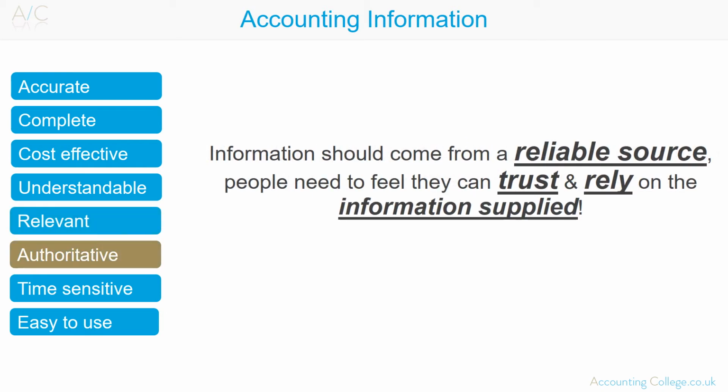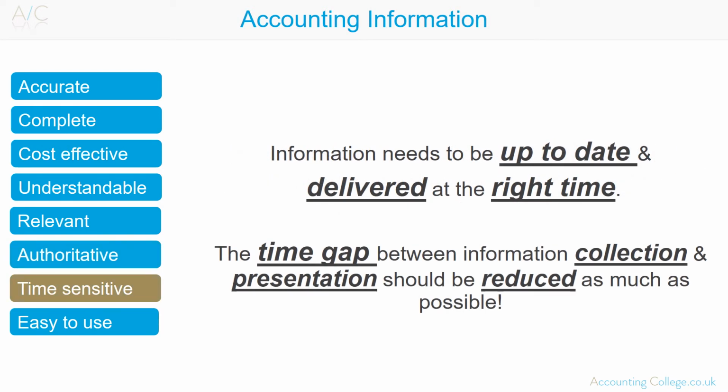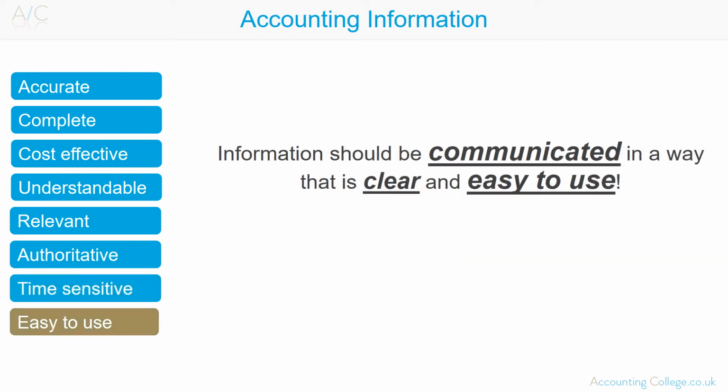Authoritative. Information should come from a reliable source. People need to feel they can trust and rely on the information supplied. Time sensitive. Information needs to be up to date and delivered at the right time. Delivering information too soon can lead to it becoming obsolete or forgotten by the time it is needed, while information delivered too late can lead to delays or missed opportunities. The time gap between information collection and presentation should be reduced as much as possible. Easy to use. Information should be communicated in a way that's clear and easy to use.